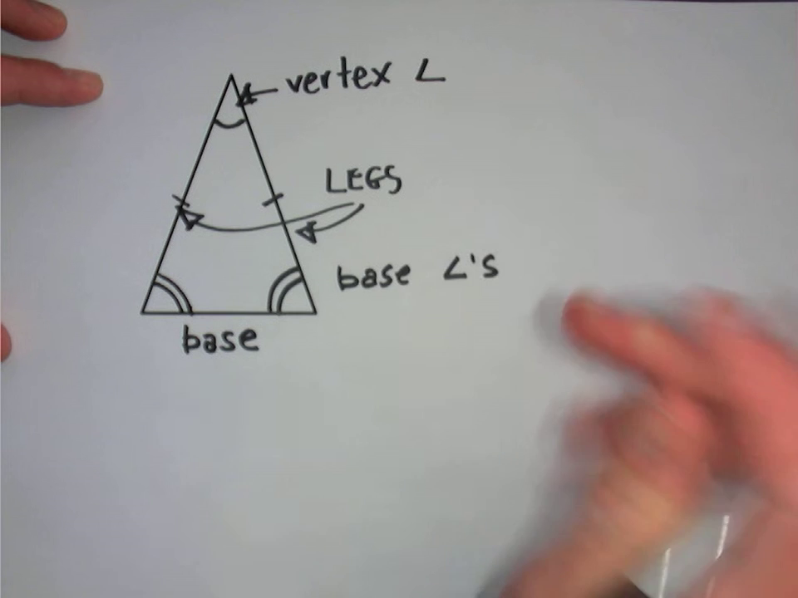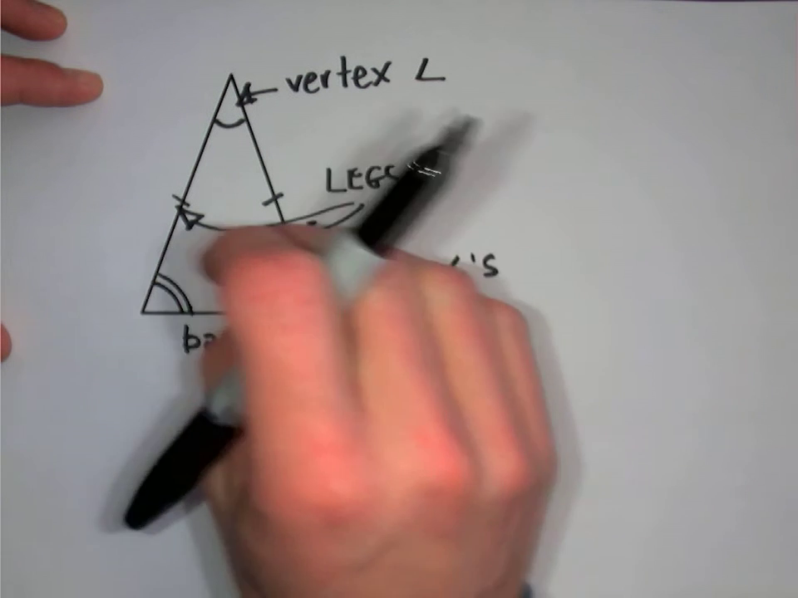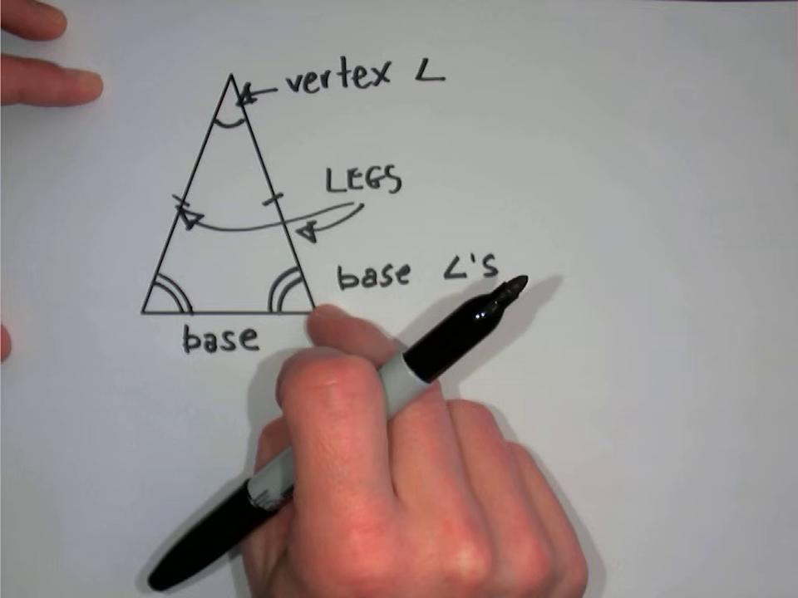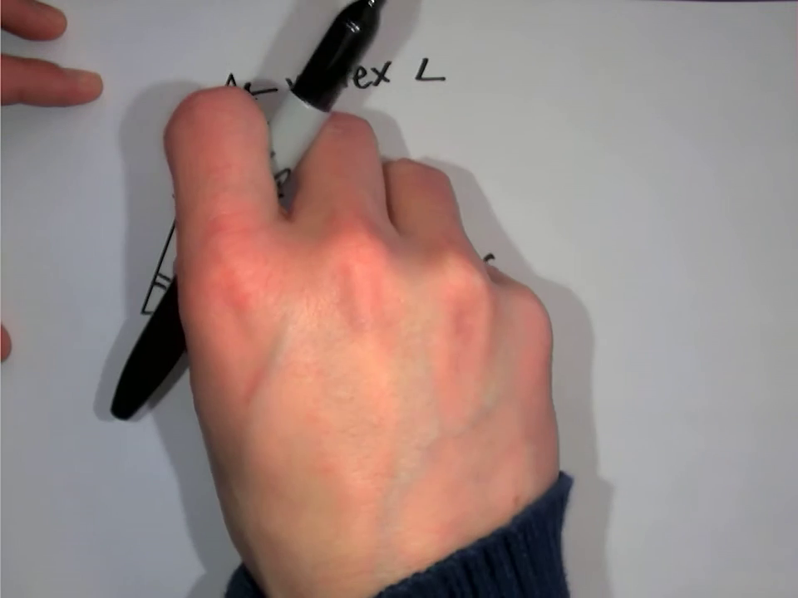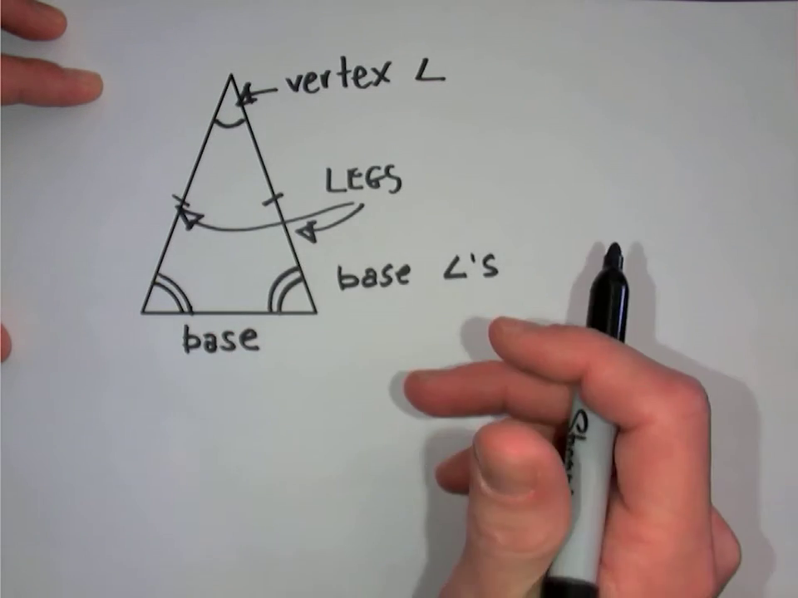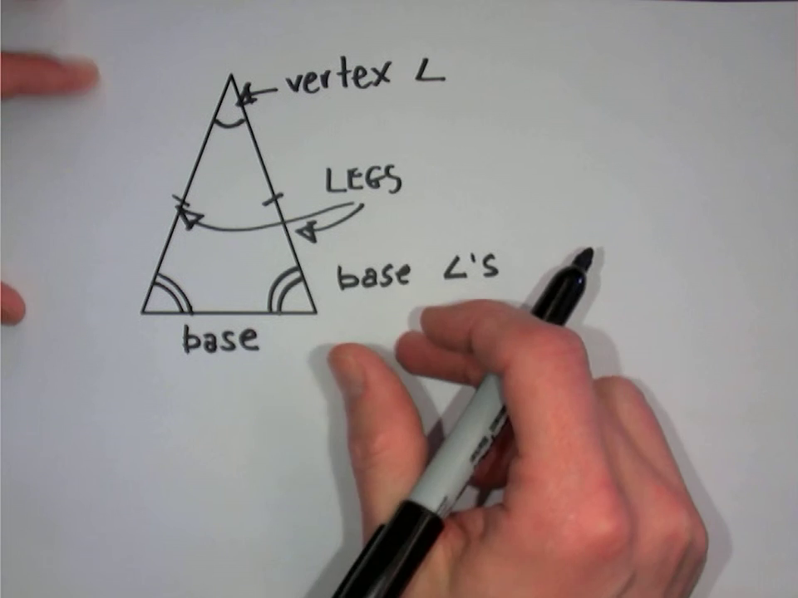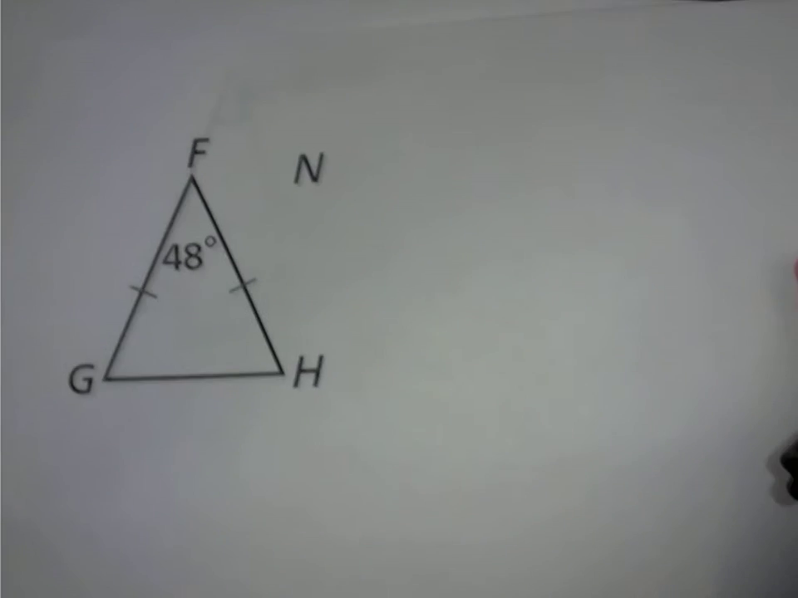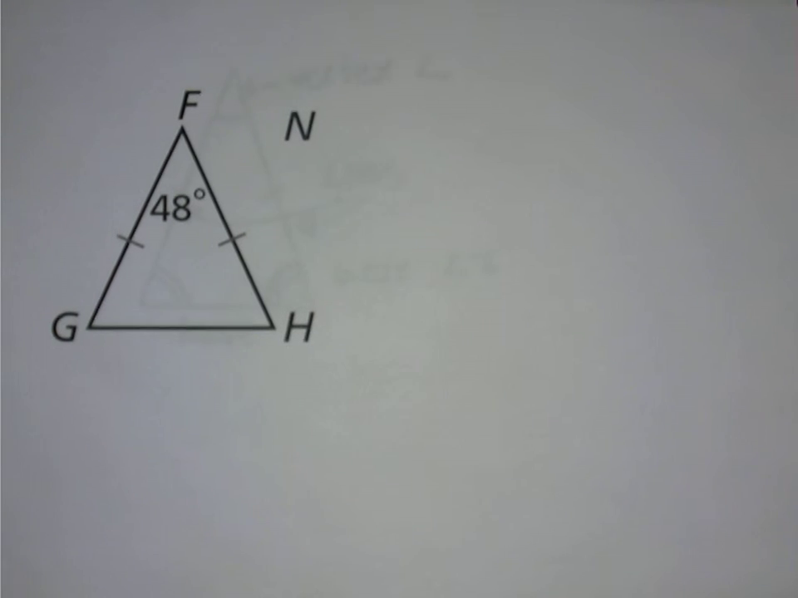One last thing I'll mention about this is don't assume that the base angles are always going to be on the bottom of your triangle. An isosceles triangle could be on its side. It's called the base, but it doesn't necessarily need to be on the bottom. Alright, there are three types of problems that we're going to see that relate to our isosceles triangle. The first is pretty straightforward. It's just a simple numeric problem.